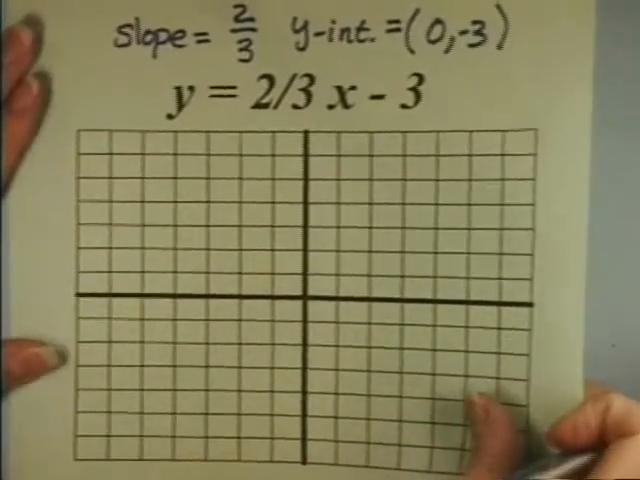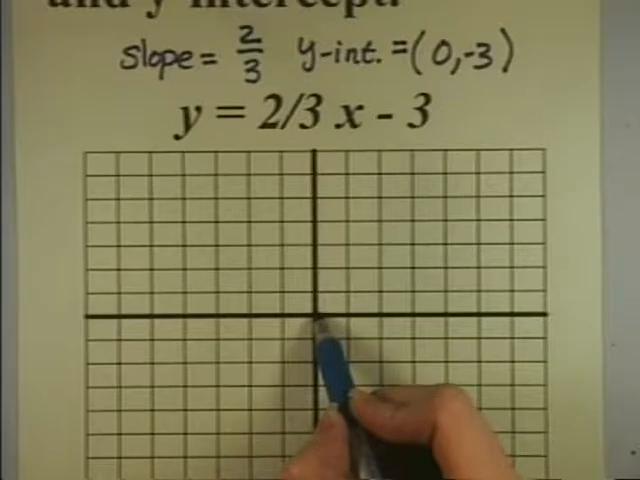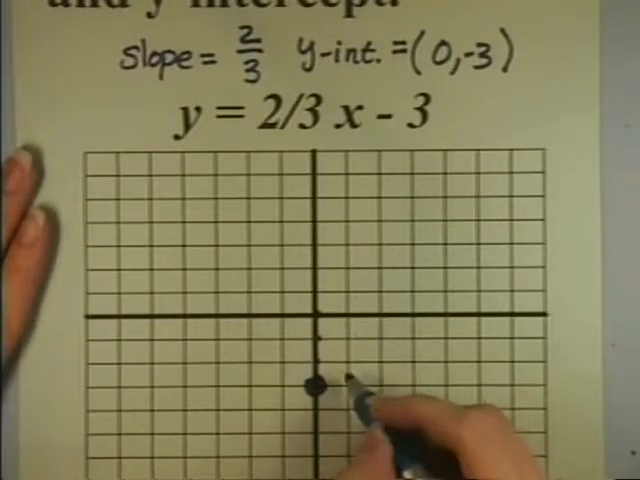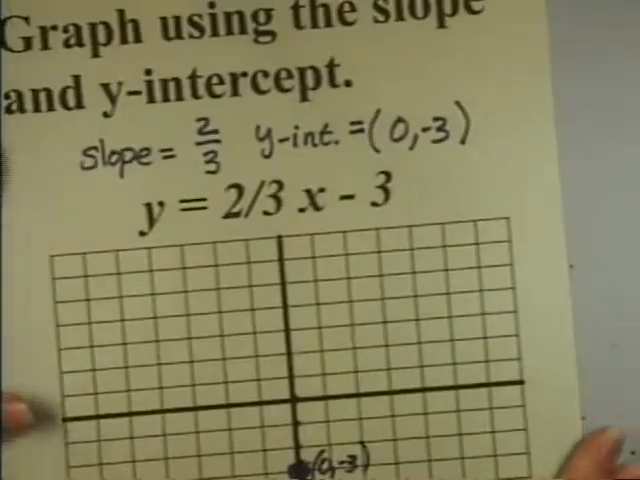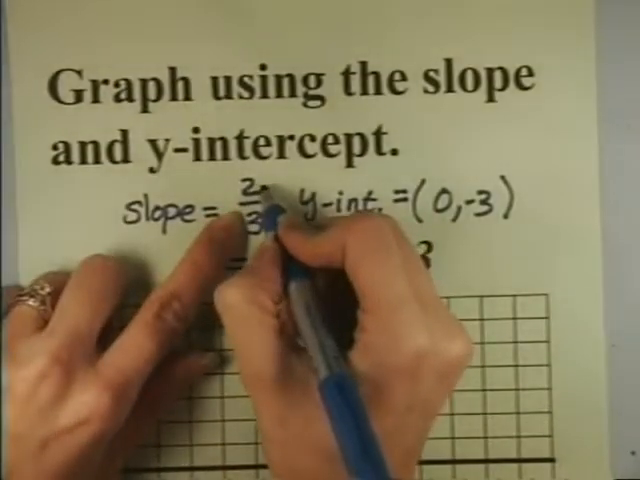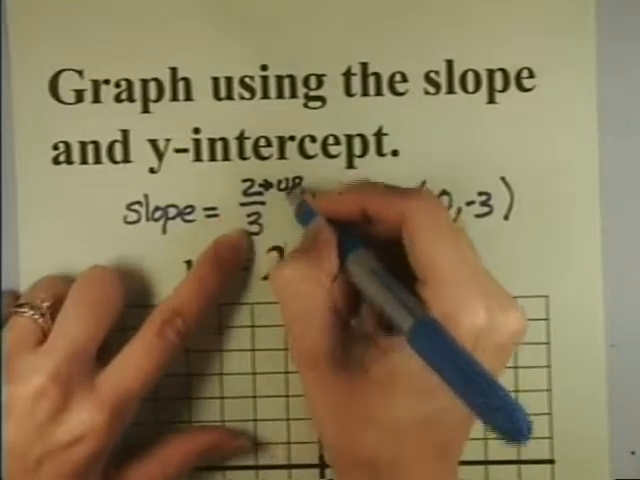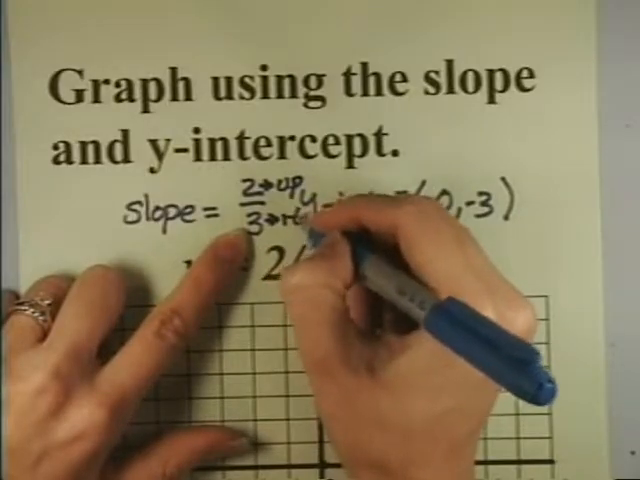Okay, where do I go from here? You go down 3. 1, 2, and 3. This is the y-intercept right here. This is 0, -3. Now, can you tell me what the 2 means in the slope? What direction are we supposed to go? Up. And then what direction are we supposed to go with the 3? Right. So I'll put an R for right.